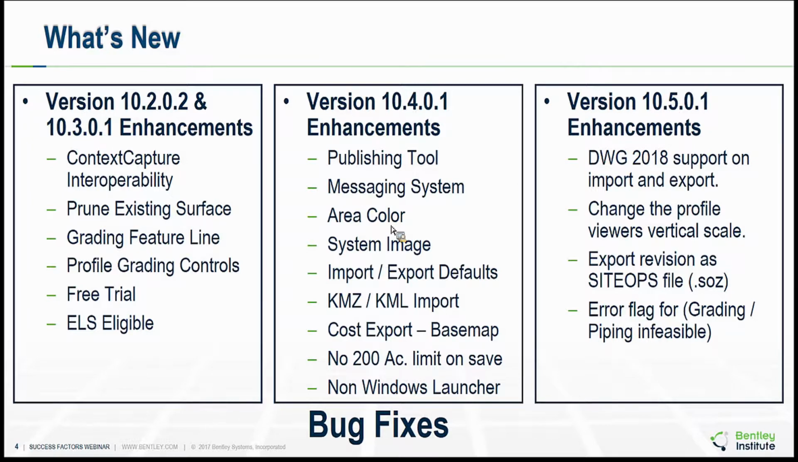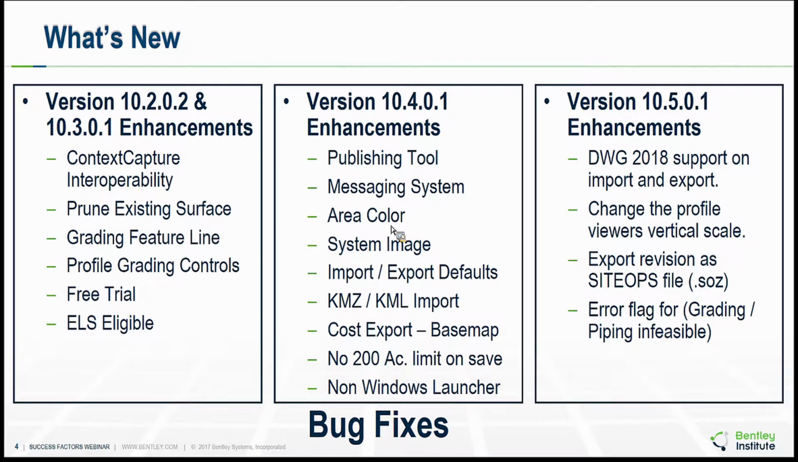A system image, I'll get into that a little bit more later, but you're able to add in your custom logo so that when a report or the publishing tool comes out, it's actually going to have your logo instead of ours, and I'll show that. Import and export defaults. This allows you to control the default properties a lot better and be able to do different things. KMZ and KML import and export allows you to send your files out in different scenarios other than just to Google Earth. A cost report export, again, allows you to bring a cost report. This is one a lot of people don't realize, and they're probably going to love this.